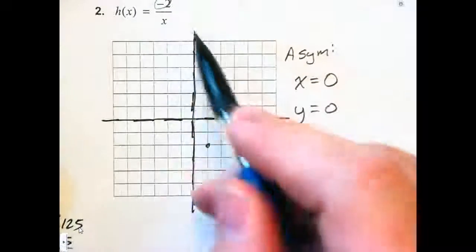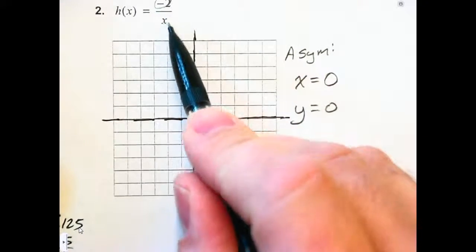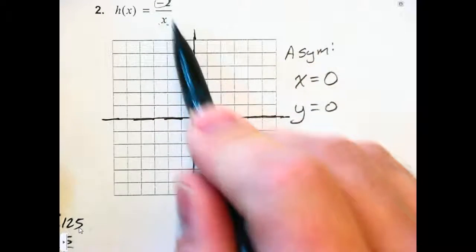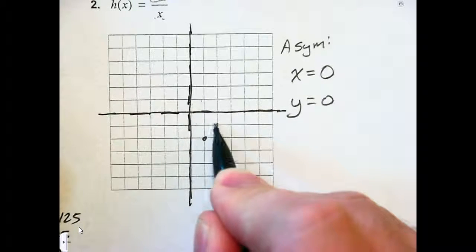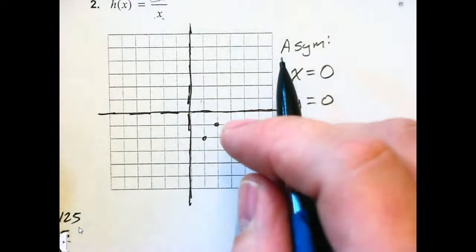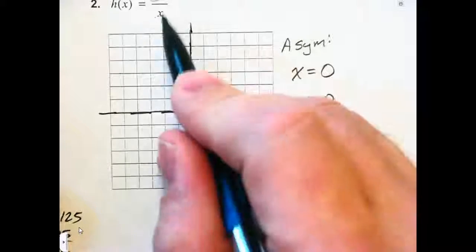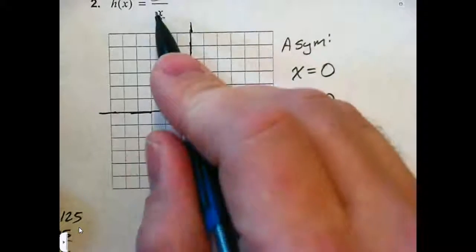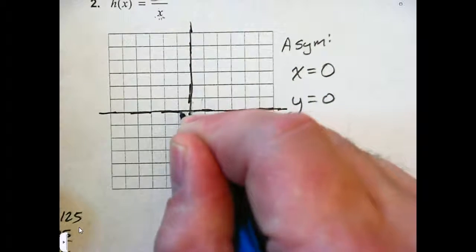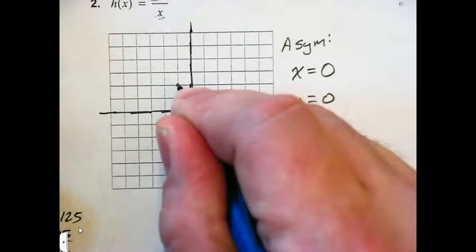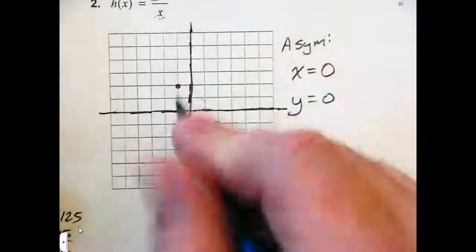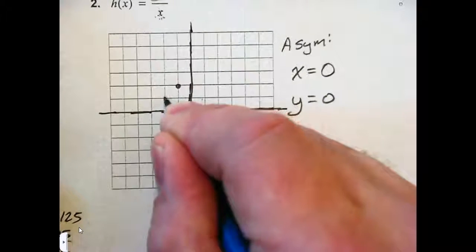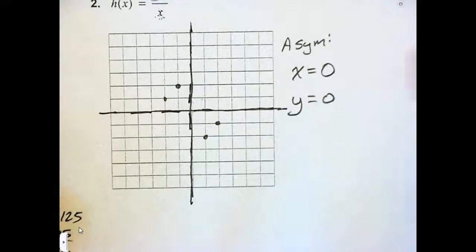When I plug in 2 for x, what do I get out? -1. So when I go over 2, I go down 1. I am doing my best to give you so many good hints here. Come on. When I plug in -1 for x, what do I get out? Negative 2 divided by negative 1 is positive 2. So when I go over 1, I go up 2. When I put negative 2 in for x, what do I get out? 1. So I go over 2 and I go up 1. Now, does anyone see the shortcut?